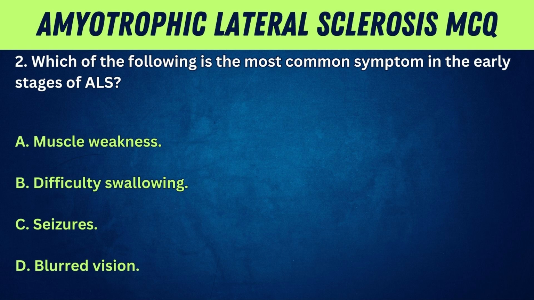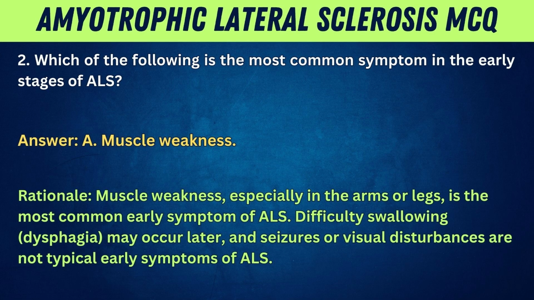2. Which of the following is the most common symptom in the early stages of ALS? A. Muscle weakness. B. Difficulty swallowing. C. Seizures. D. Blurred vision. Answer: A. Muscle weakness. Rationale: muscle weakness, especially in the arms or legs, is the most common early symptom of ALS. Difficulty swallowing, dysphagia, may occur later, and seizures or visual disturbances are not typical early symptoms of ALS.